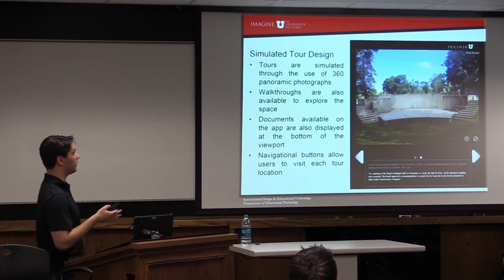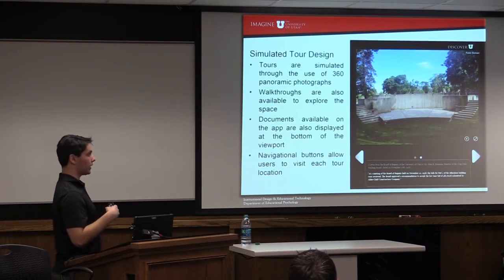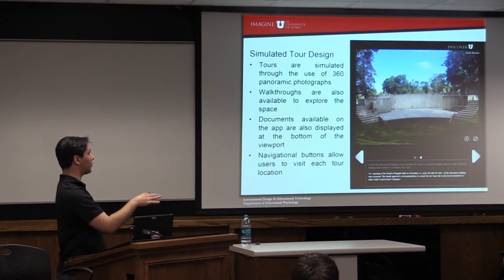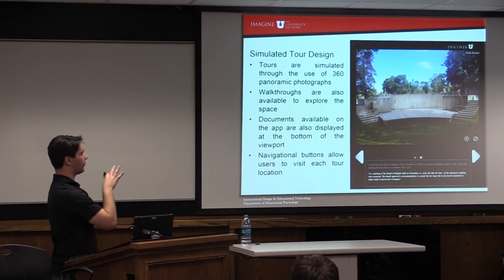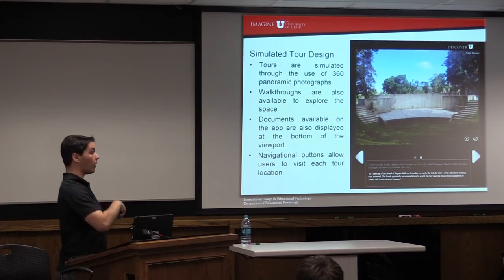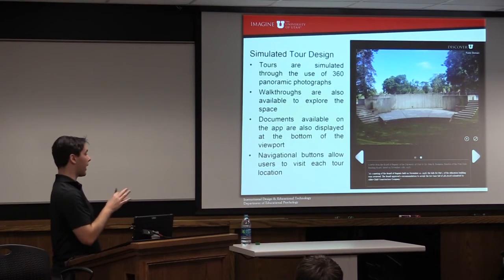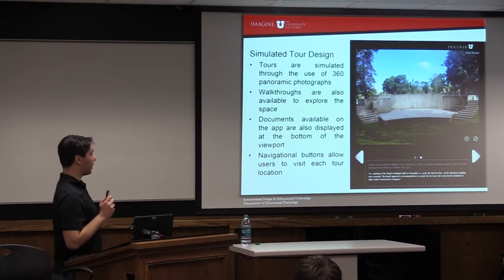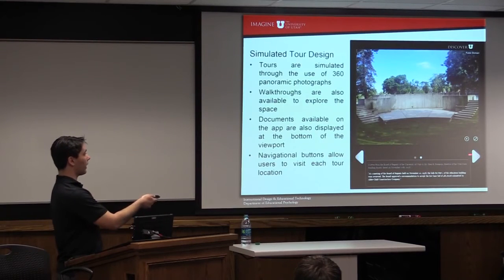tour. So we relied on these 360 panoramic photographs that were animated, so the users could actually walk through that space, so they can either move forward to get a better view of an object, or move the viewport from side to side to get a better view of some of the larger locations. Now the documents that were available on the app were also shown at the bottom of the screen here, so that the students could access whichever modality they preferred for reading the content. And there were also some navigational buttons that allowed the users to visit each tour location, located on the left and the right-hand side.